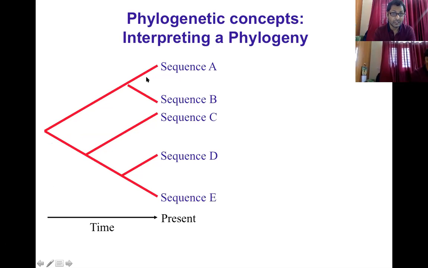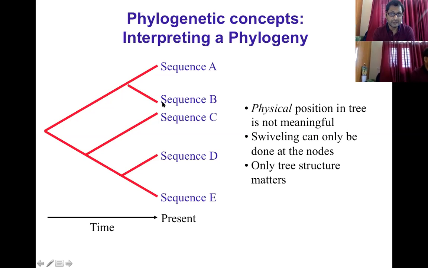and the sequence C. So what does this show? This shows that these branches are showing the number of transversion or transition or inversion mutations which have occurred during the evolution time.